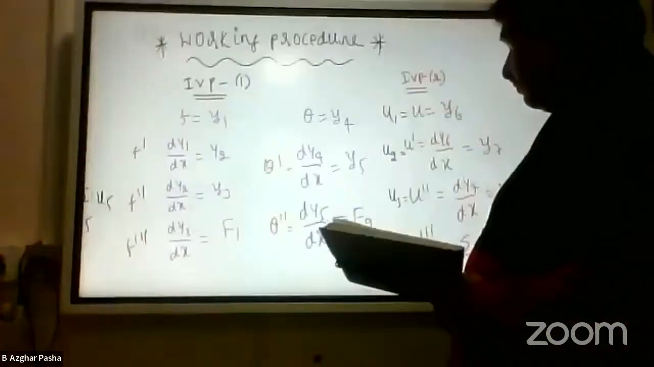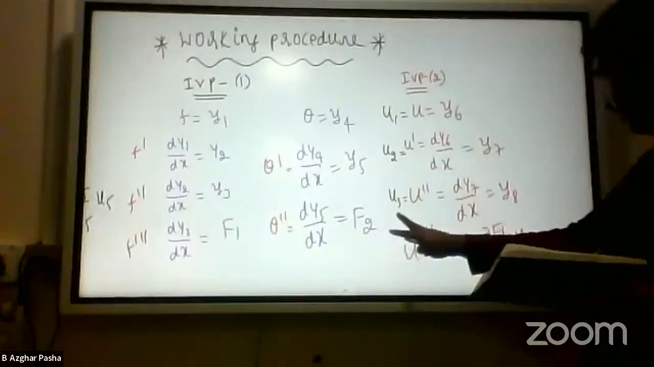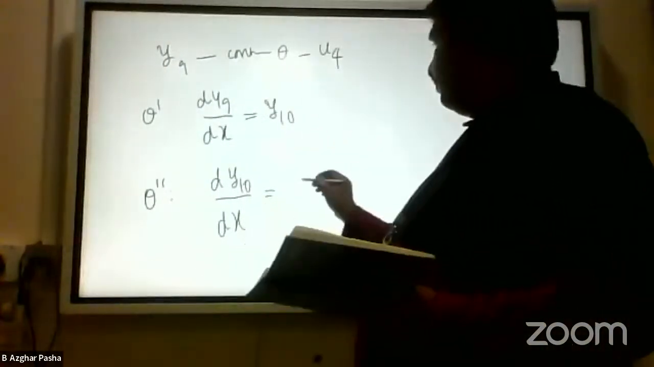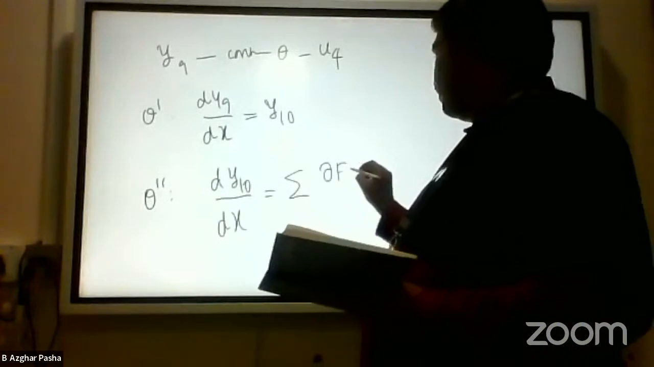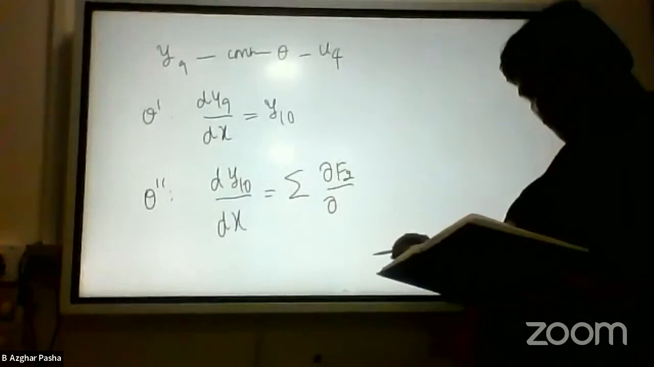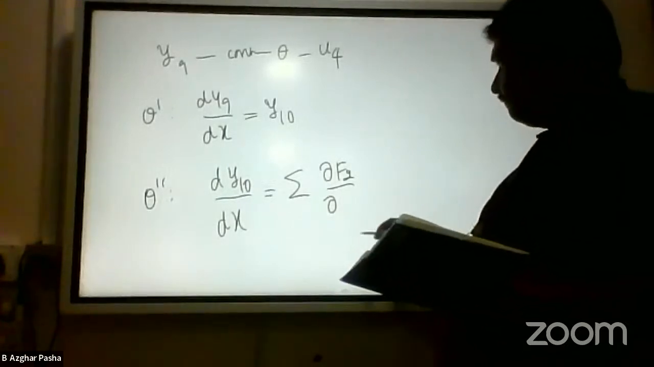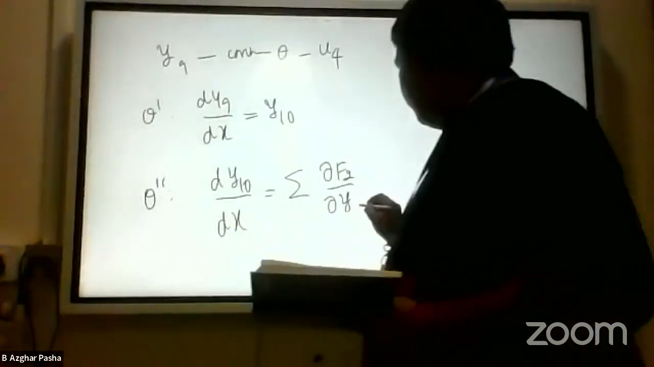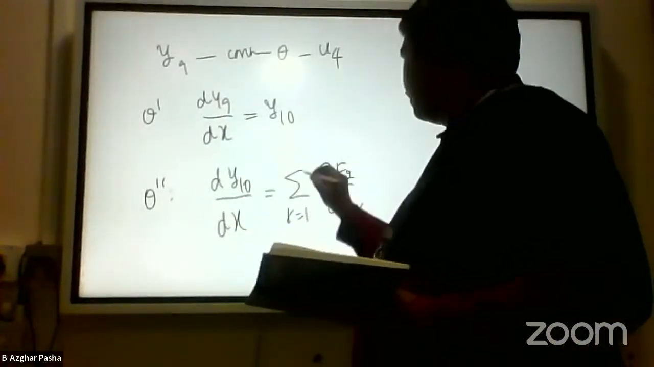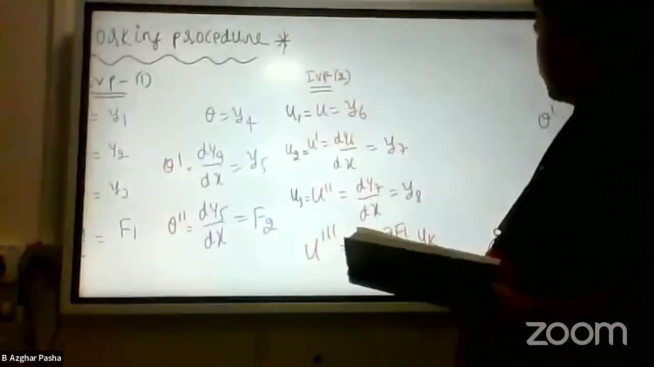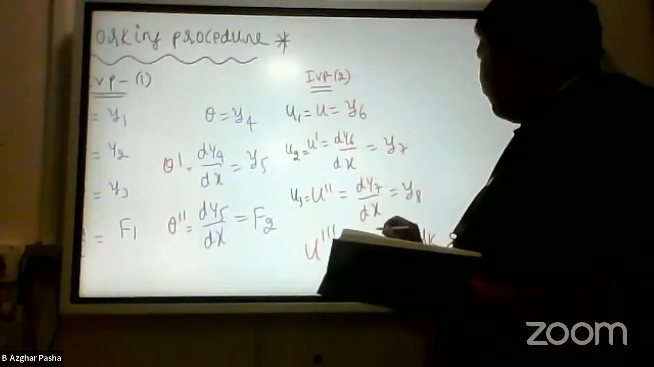F2 part. Now instead of F2, you have to write this: summation of dou F2 by dou Yk into Uk, K equals 1 to 5. Five equations.